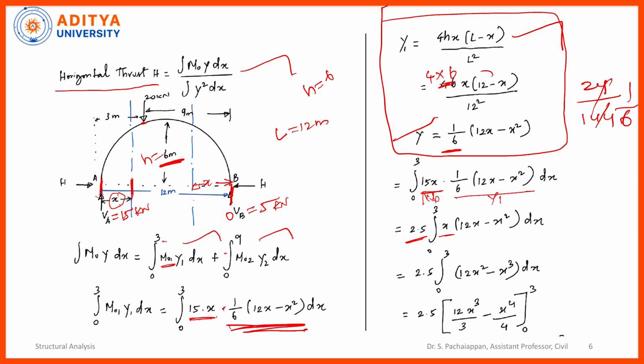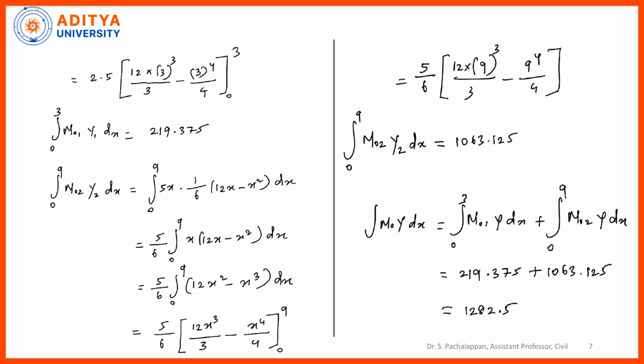Now I am going to integrate it. If you integrate x square, we get x cube by 3. If you integrate x cube, you get x power 4 by 4, and the limit is 0 to 3. Applying the upper limit minus lower limit, wherever x is there, I substitute the value 3, and calculating this value, I get 219.375. There is no need to substitute the lower limit because it is 0; if you substitute it, it becomes 0. So only the upper limit is substituted.